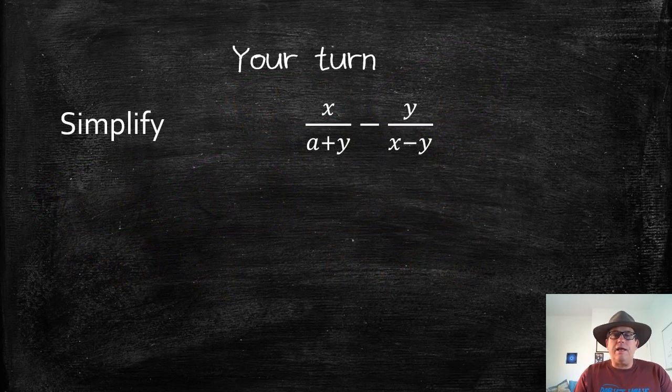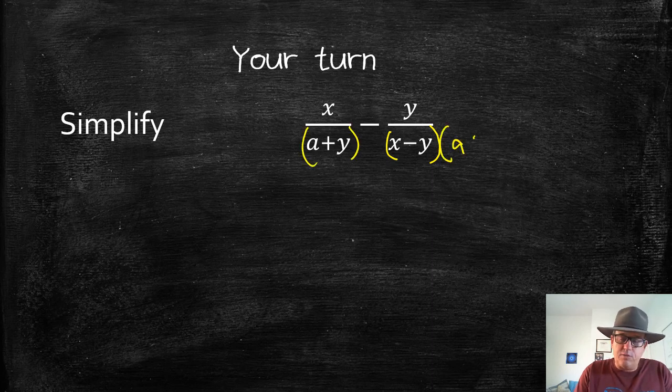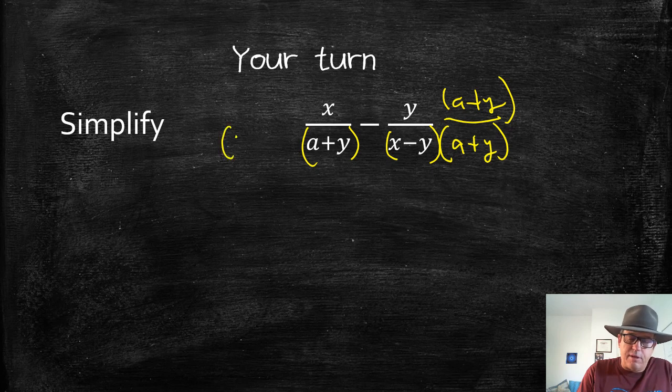I want you to go ahead and pause the video and try this one. First step, I'm subtracting fractions. I need a common denominator. I don't have a common denominator. Most of the time, 99.9% of the time, the common denominator is just going to be multiplying the two denominators together. So this denominator is x minus y. This one is x plus y. So over here, I'm going to multiply this one by a plus y over a plus y. That's simply 1. And over here, I'm going to multiply by x minus y over x minus y.